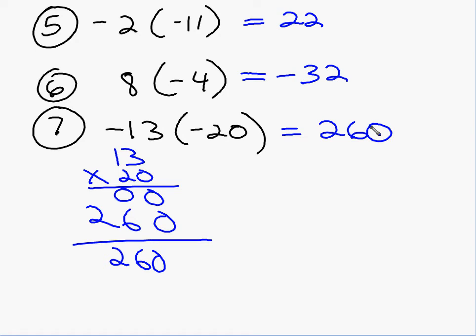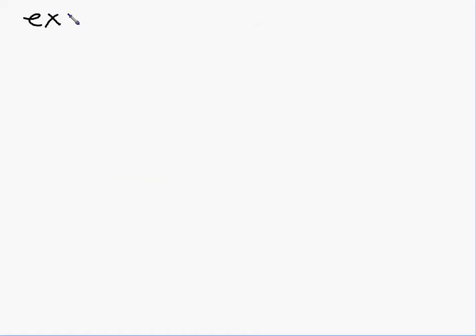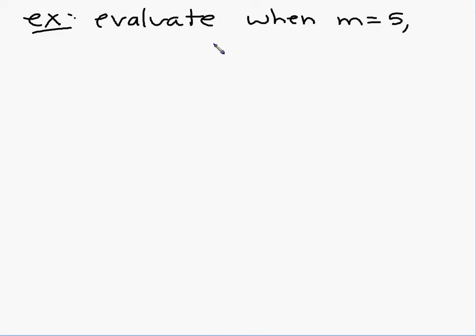Now, they're also going to give you some problems tonight, and I really want you to pay attention on this because a lot of people will make mistakes. If they're going to make a mistake on this assignment, they're going to do it on this next section. So pay attention here. Evaluate when m equals 5, n equals negative 8, and r equals negative 7.